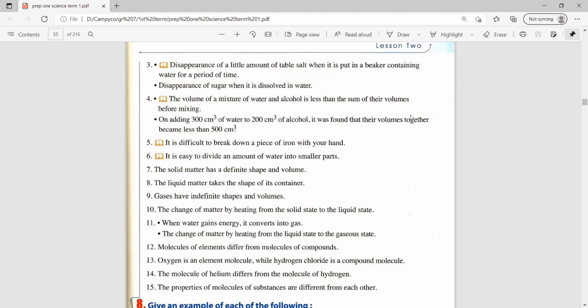So let's do the last one. It is difficult to break a piece of iron with your hand. Why? Because the intermolecular force between the metal is very strong. Yes. And you should write because iron is solid, so the intermolecular forces between its molecules are very strong. That's why it's very hard to break it.